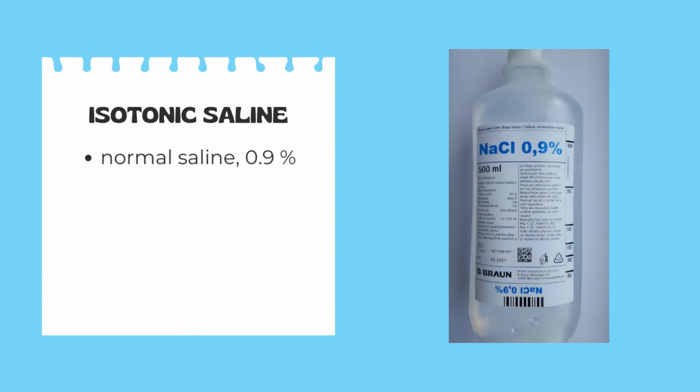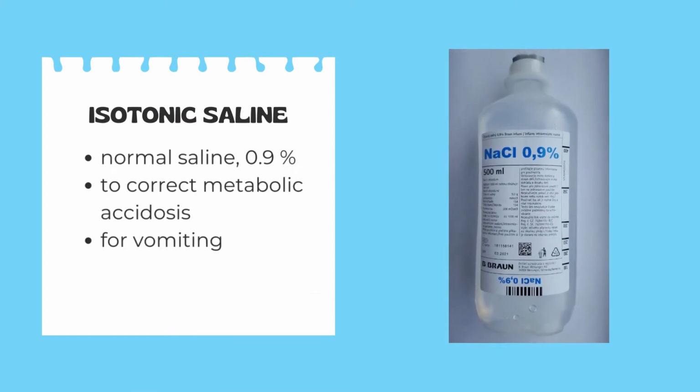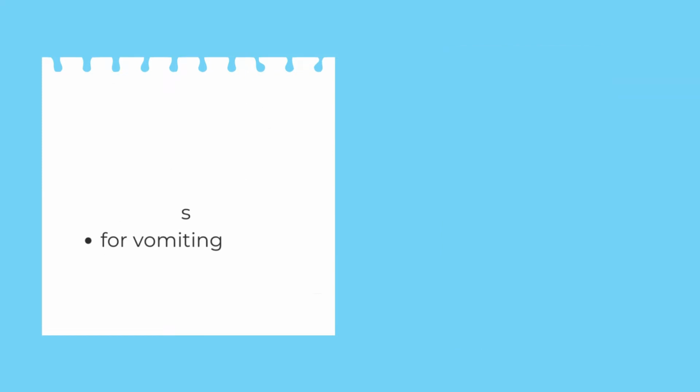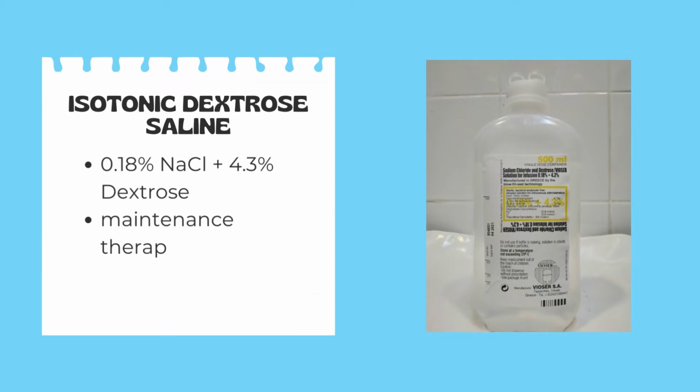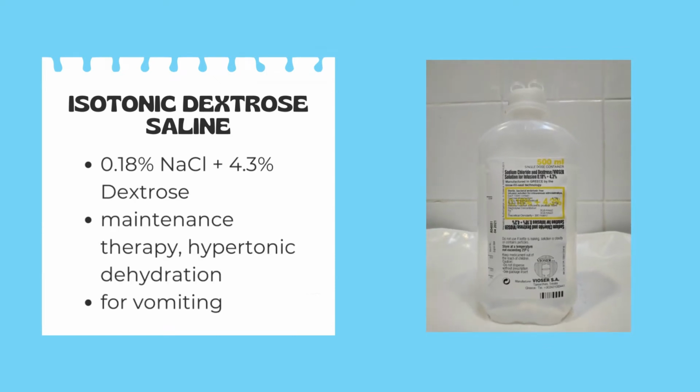First is isotonic saline, normal saline, 0.9%, which is used to correct metabolic acidosis or high levels of acid in the body. Next is the isotonic dextrose saline, which contains 0.18% sodium chloride and 4.3% dextrose. It is used for maintenance therapy and also for hypertonic dehydration or hypernatremia, which is an imbalance of water and sodium in the body wherein there is an increased level of sodium.